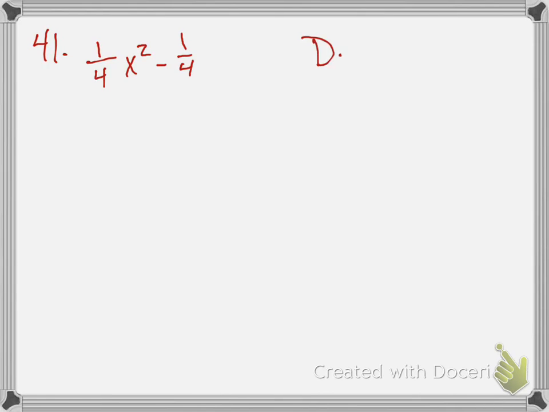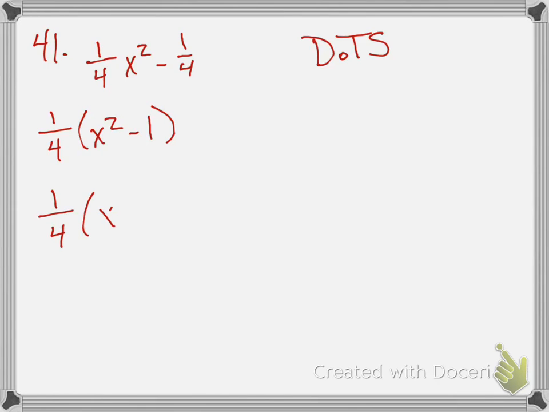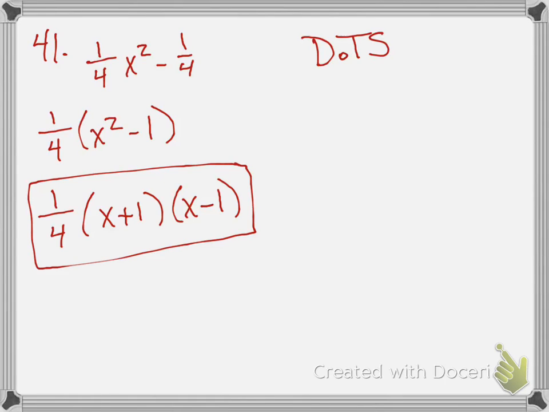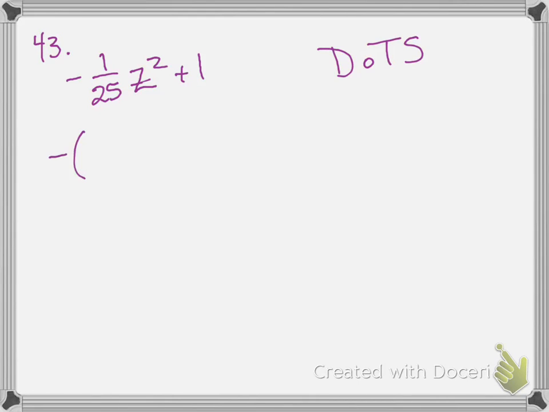Alright. And then we have a difference of 2 squares. You have to factor out the 1/4 first, and then you can factor it down into (x plus 1)(x minus 1). 43 also a difference of 2 squares. You have to factor out the -1 first to find that.